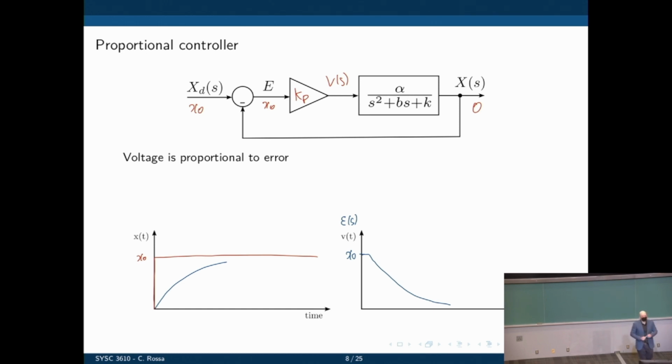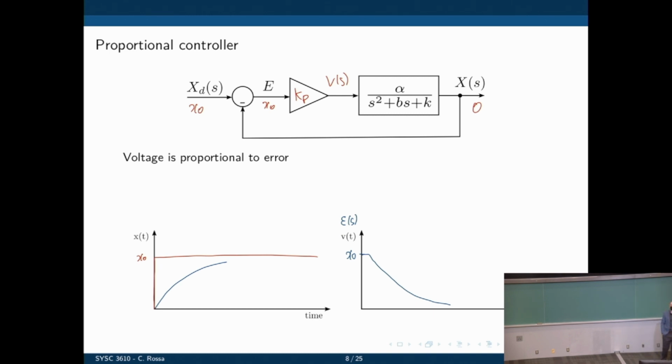But there is a problem with this approach. The problem is that we can never reach x0. Why? We can never reach x0 in a steady state. Why is that? We're getting closer to x0. The voltage is decreasing because it's proportional to the error, but we will never be able to reach x0. Why is that? Any ideas?